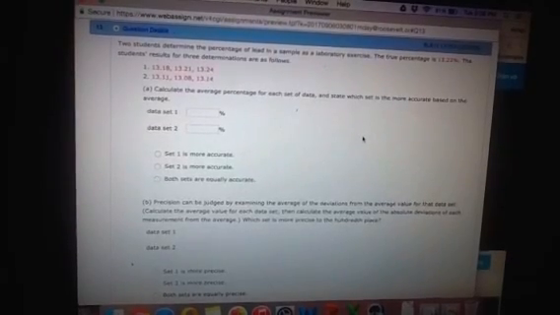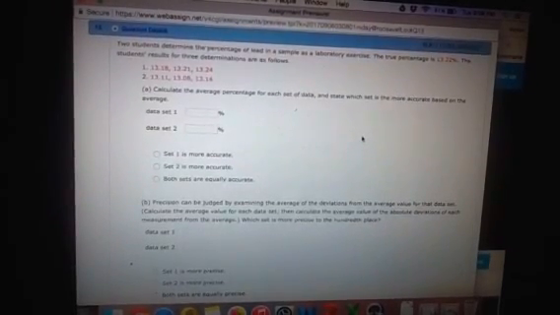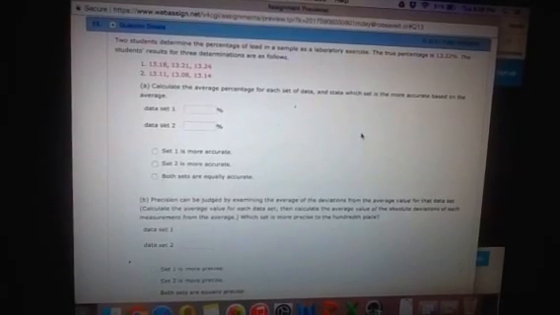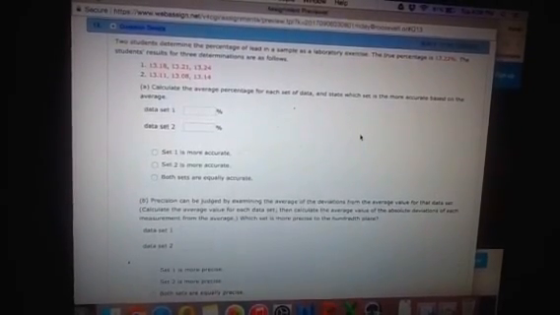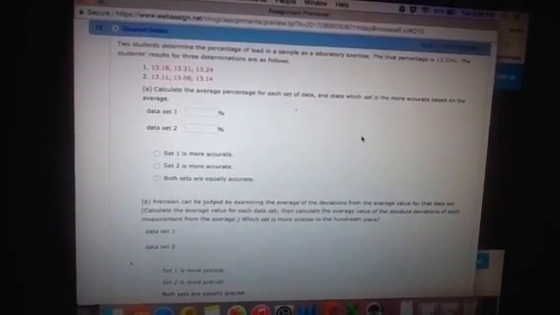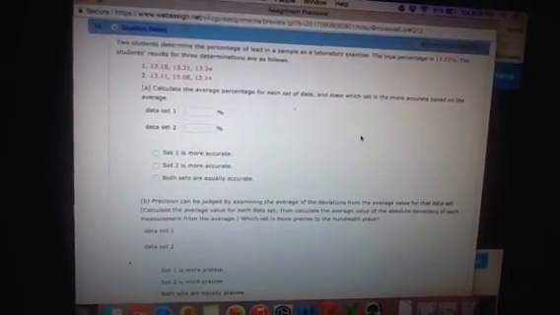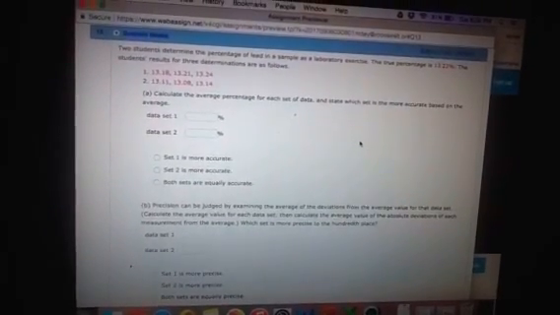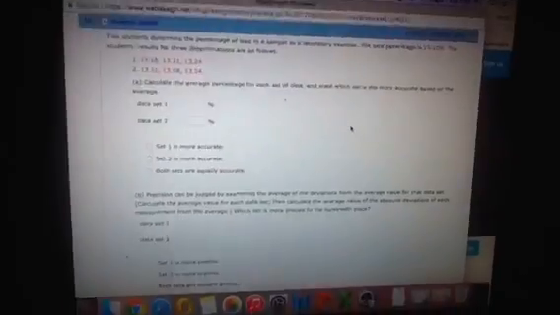So here the question is, two students determine the percentage of lead in a sample as a laboratory exercise. The true percentage is 13.22%. The students' results for the three determinations are as follows. I've written that down, and it's asking me to calculate the average percentage for each data set and then state which set is more accurate based on the average. Each of these numbers is already a percentage.